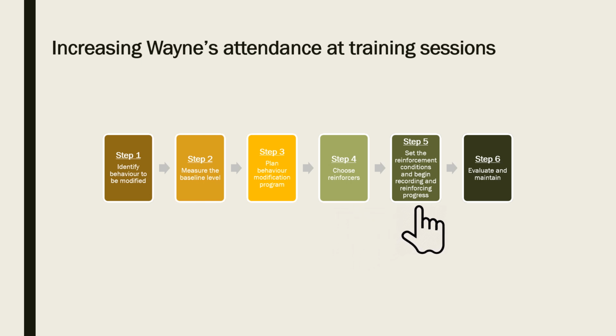Next, set the reinforcement conditions with a set of rules for when Wayne can be rewarded with his reinforcement of choice. For example, when he attends a certain number of training sessions, he can get his reward. Finally, Wayne's progress at increasing his training session attendance would need to be monitored, followed by a reduction in the reward over time to see whether his increased attendance persists.